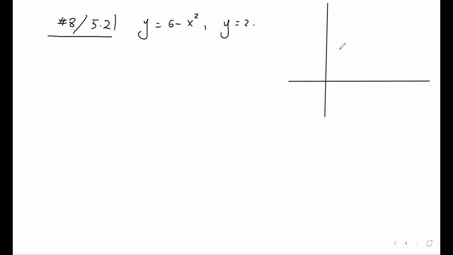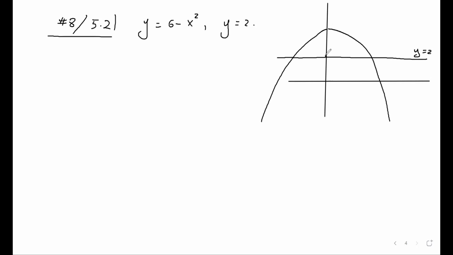Okay, so 6 minus x squared, that's going to be negative x squared up 6 units. So it's going to look something like this. And then y equals 2 is going to look something like this. Y equals 2, and that's going to be 2, and that's going to be that. So this is the area between the two curves.